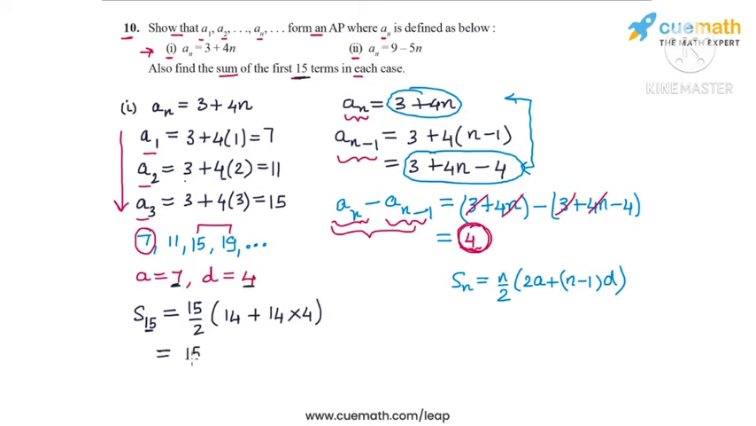So we get 15 by 2 into 14 plus 14 into 4, which is 56. 56 plus 14 is 70. So 15 by 2 into 70, or 15 into 35, this is equal to 525. So the sum of the first 15 terms in part 1 is 525. Now similarly, let's do part 2.